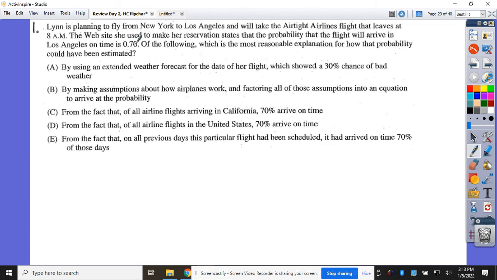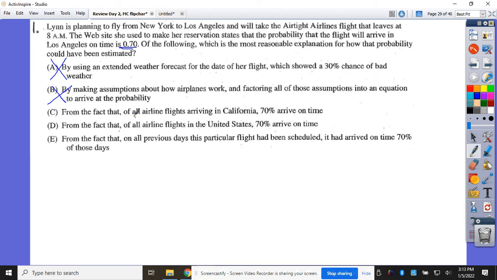So to get my 0.70, my first answer choice is an extended weather forecast for the flight showed a 30% chance of bad weather, which means there's a 70% chance that it's on time. Is that the only thing that we're accounting for here? No. Bad weather could still mean they fly. There could be other things that hold it back. B, by making assumptions about how airplanes work and factoring in all of those assumptions into an equation to arrive at the probability. Maybe better, but it has nothing to do with, like, this could be out of Alaska, out of Hawaii. Those are going to be very different, and it doesn't even talk about that.